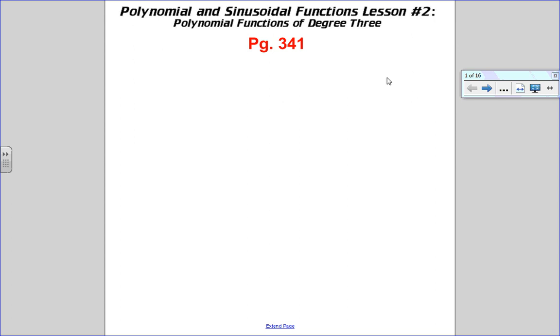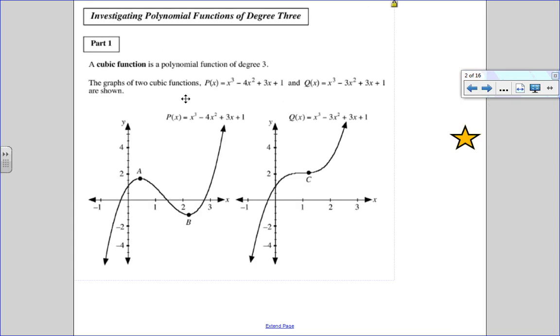So in our last lesson, we looked at polynomials of degree 0, 1, and 2. Let me introduce you to the cubic function, which is a polynomial of degree 3. You can see these look kind of like I took a degree 2 polynomial, a parabola, with a degree 1 polynomial, linear, and kind of mashed them together.